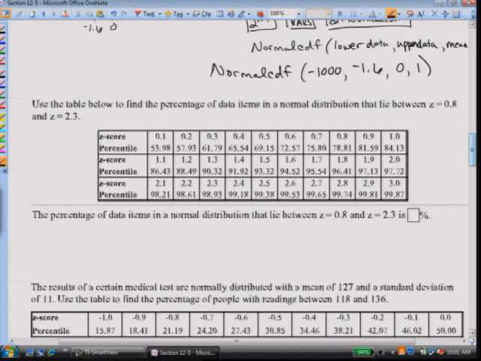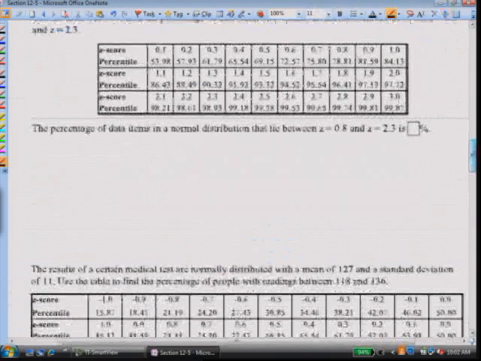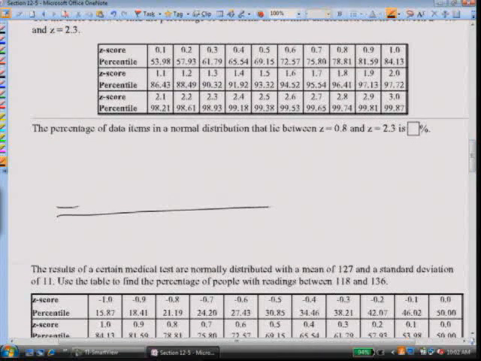Use the table below to find the percentage of data items in the normal distribution that lie between 0.8 and 2.3. Okay, so you have to do a little bit of thinking here. I always like to draw a picture. 0 for the standard normal model is your mean. Now we've got 0.8, which is about here, and 2.3, which is about here. Okay? And we want the area in between.